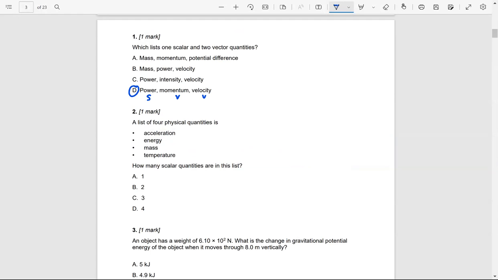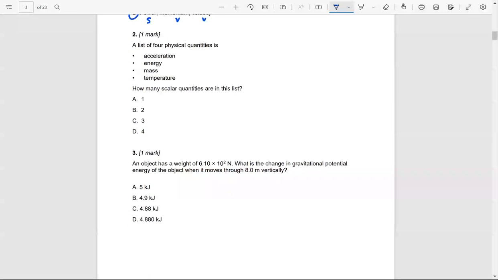Question 2, we're also looking for scalars and vectors. It says how many scalar quantities are in this list? Well, acceleration is a vector. It has direction as well as magnitude. Energy, mass, and temperature are scalar. So it is 3, which is C.